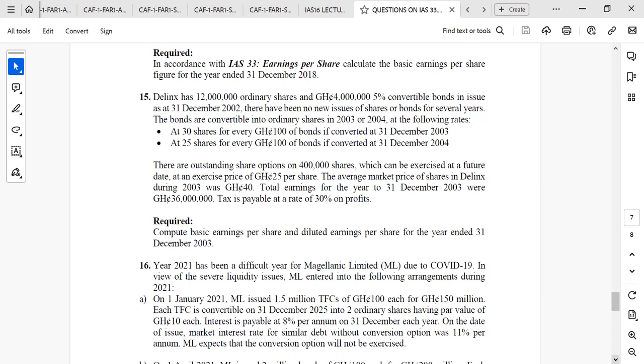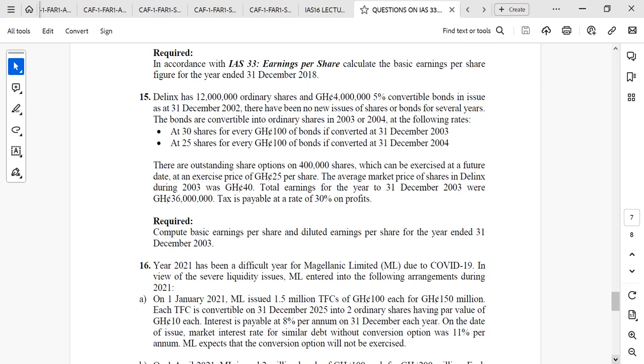Total earnings for the year to 31st December 2003 were 36 million. Taxes payable at a rate of 30% on profit. Compute basic earnings per share and diluted earnings per share for the year ended 31st December 2003.